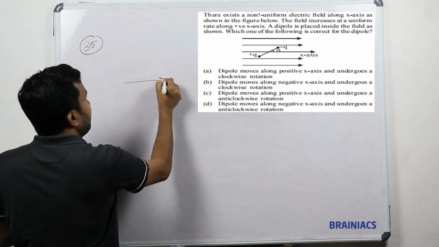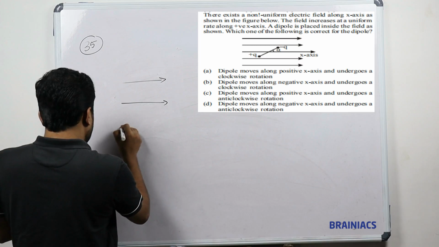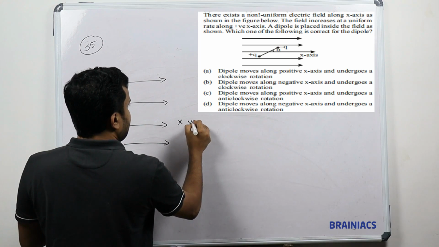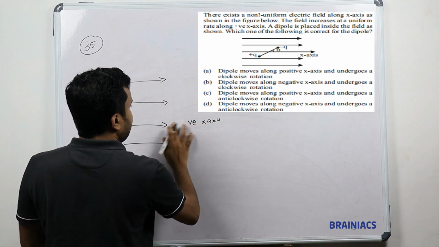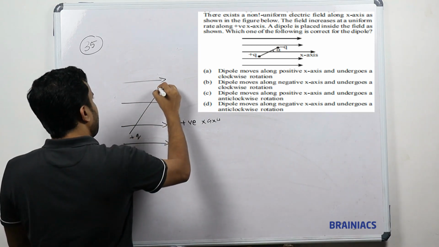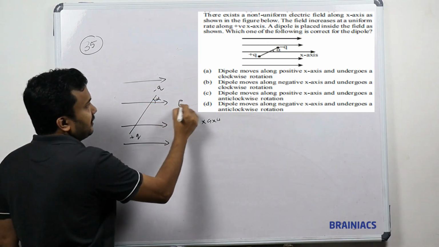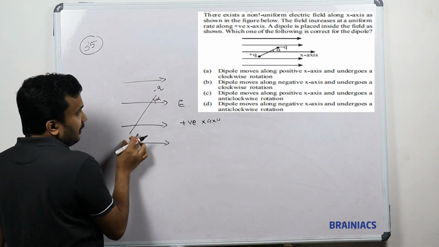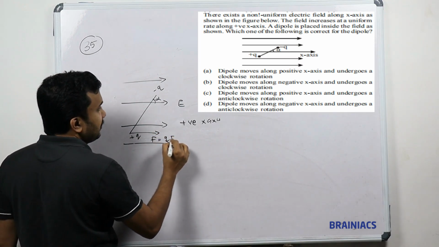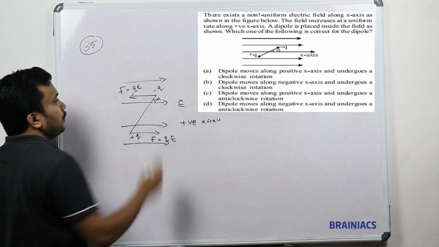So first let's represent the diagram like this. We have a field directed in this direction, on the positive x-axis, and a dipole is placed like this one. Here it is plus q, here it is minus q, which makes an angle of alpha. So what will happen here? The electric field is in this direction. F is equal to qE along the direction of the electric field, and F is equal to minus qE in the opposite direction of the electric field. So two forces will act like this.